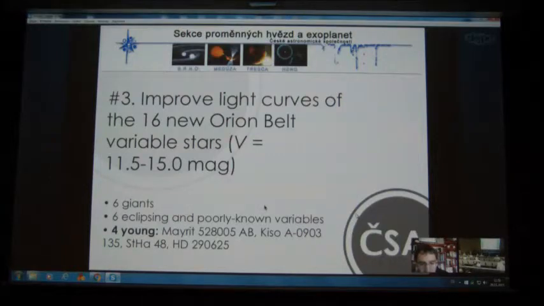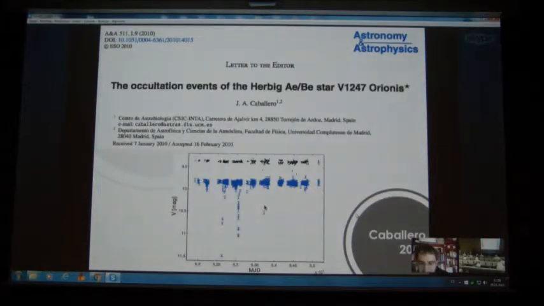Why is investigating the young stars interesting for me? Because you can be lucky and find something like this. This is the light curve of V1247, which I published in a letter in Astronomy and Astrophysics. What you can see there is a standard early type star, relatively flat in light curve, but with occultation events.